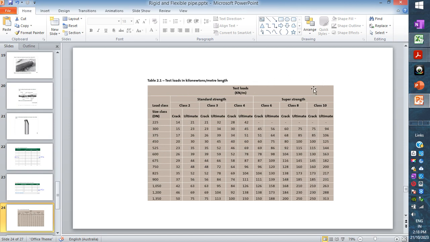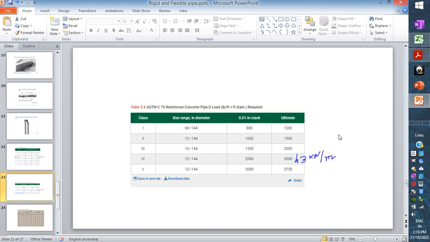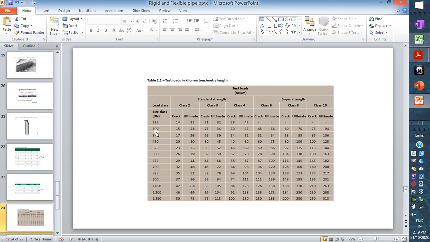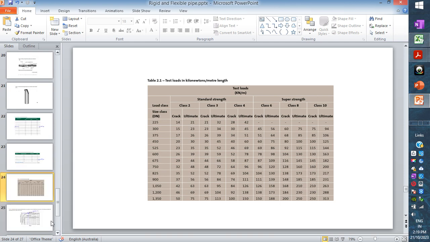Here is load data from Humes, Australia. So a 300 diameter RCP pipe class 3 is 34 kN per meter, whereas class 3 in the US standard is 43 kN per meter, slightly higher, whereas here a class 3 is about 34 kN per meter load carrying capacity.